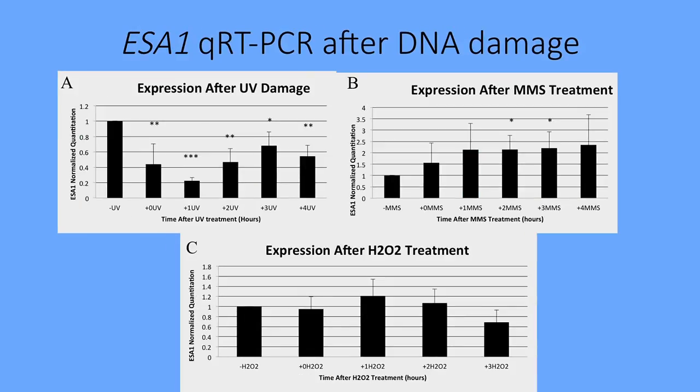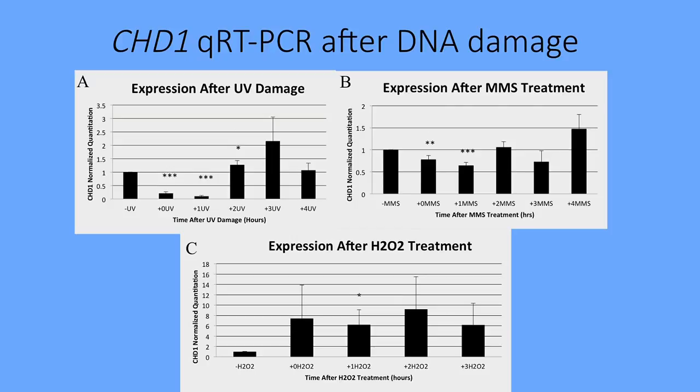Now, if we look at the ESA1, again, this down regulates after DNA damage, although it goes up then after MMS, so more double-stranded break maybe process. And then it really doesn't significantly change at all during hydrogen peroxide. So this may have a role in double-stranded break repair.